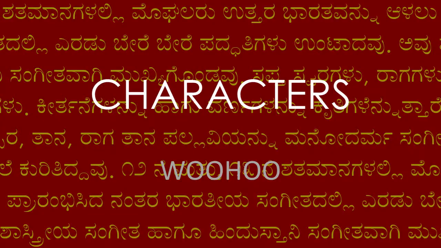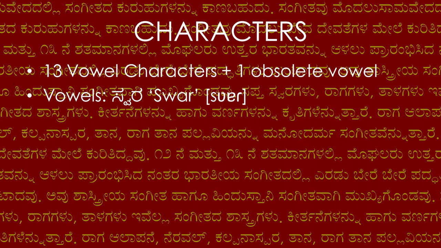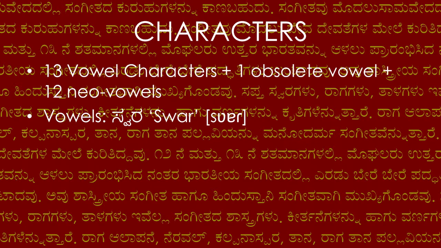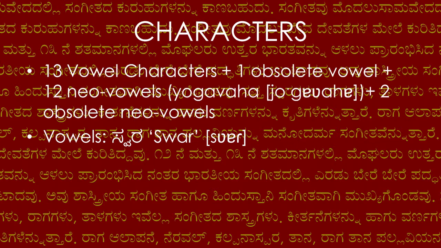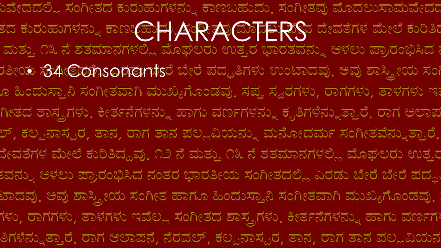Now, the actual characters. The Kannada script has 13 vowel characters plus 1 obsolete vowel. Vowels are known as swara. Kannada also has 2 neo vowels or partial vowels which are called yogavaha. There are also obsolete neo vowels which are called ardhavisarga. There are 34 characters in the Kannada script which represent the consonant characters, which are called vyanjana.